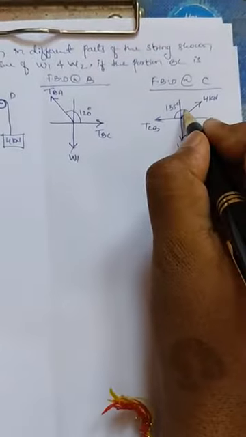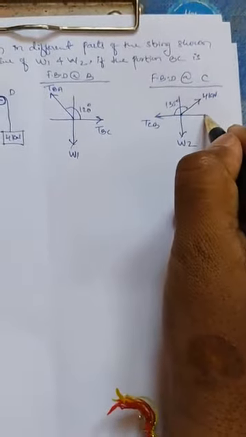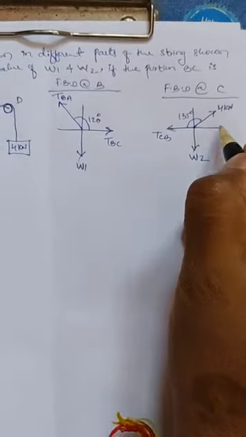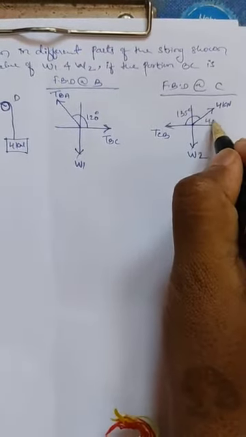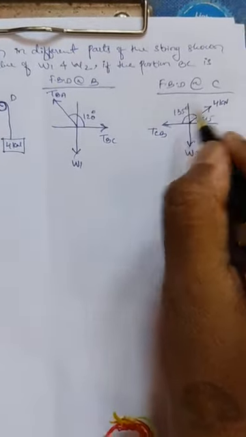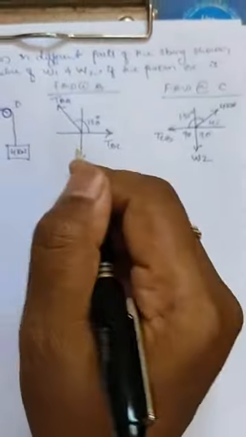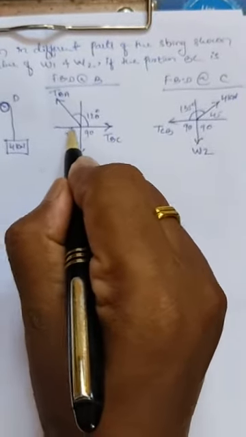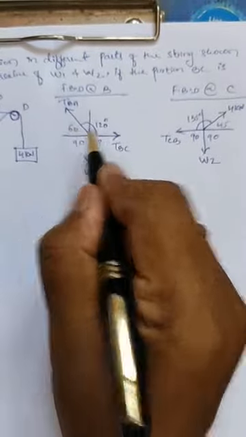So calculate the remaining angles. A straight line makes an angle of 180. Out of 180, 135 is given, left is 45. So this is 45, and this is 90, and this is 90. Similarly, this is 90. This straight line makes an angle of 180 degrees, so the remaining angle is 60.